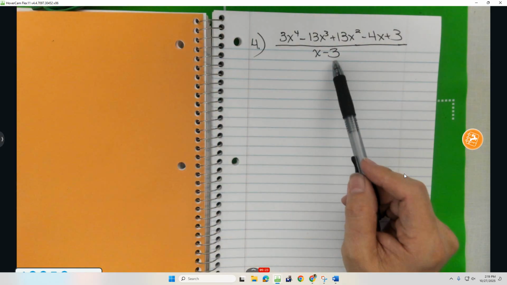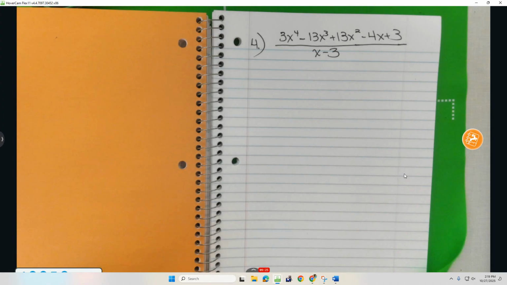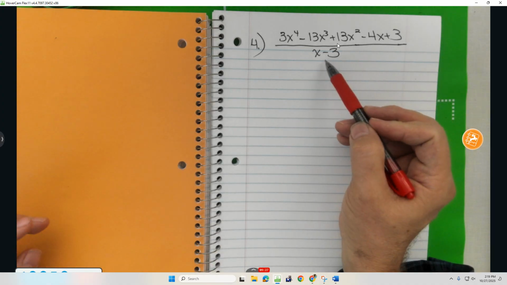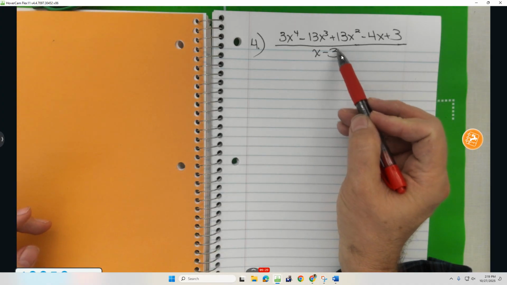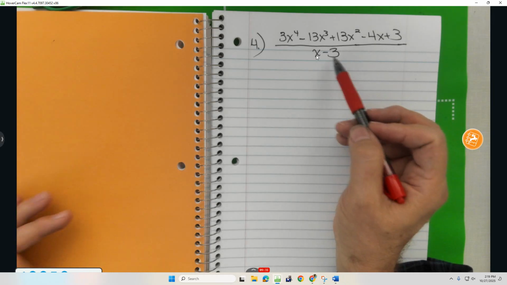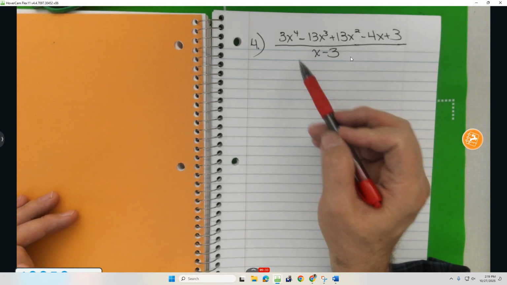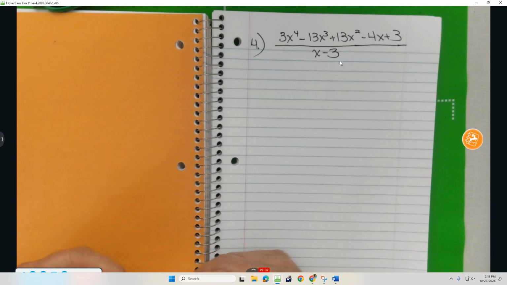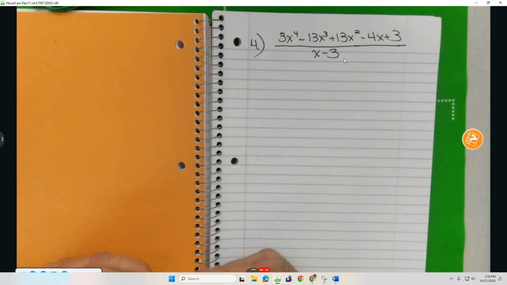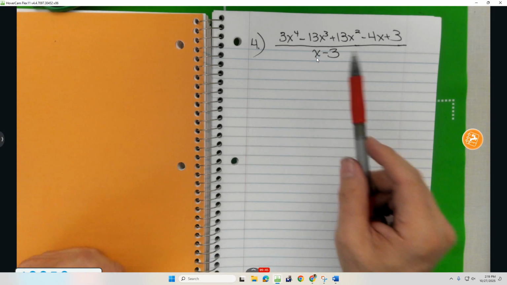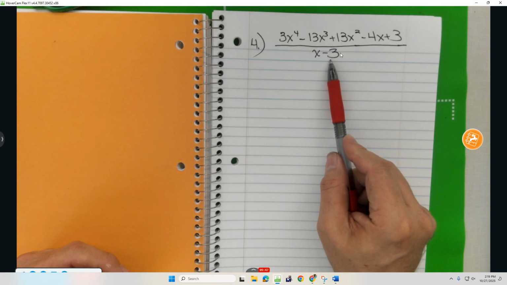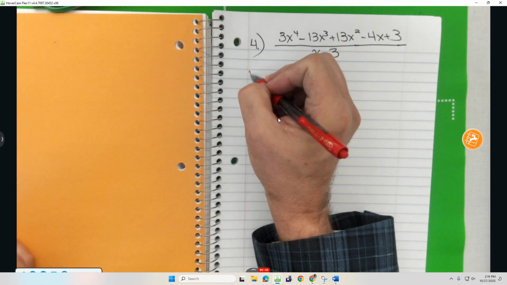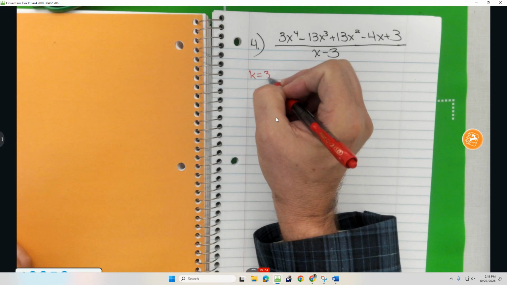Yes, so we determine the k value. The k value is exactly the opposite of the number you see there. The k value is the number that makes the divisor equal 0. What number would make that divisor equal 0? It's not negative 3. What would you have to plug in for x to get a divisor of 0? 3. It's the opposite of what you see. So your k value is equal to positive 3.